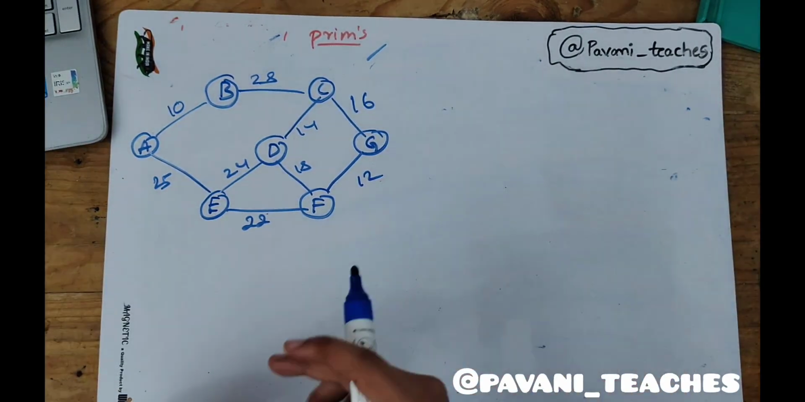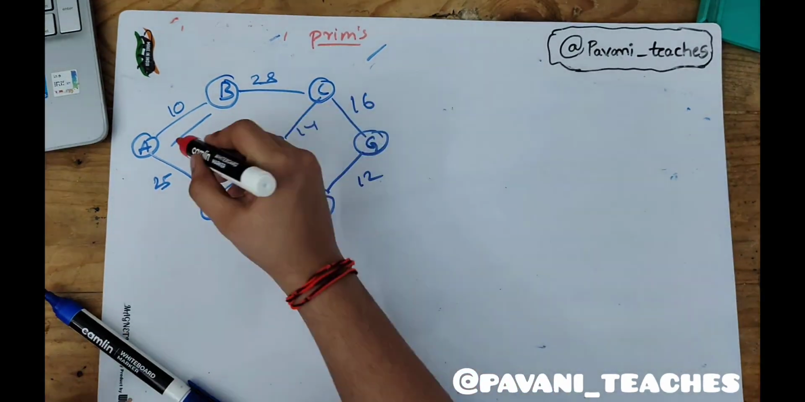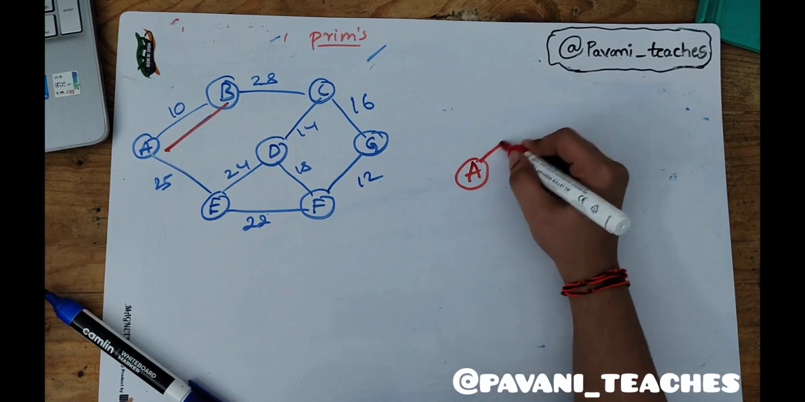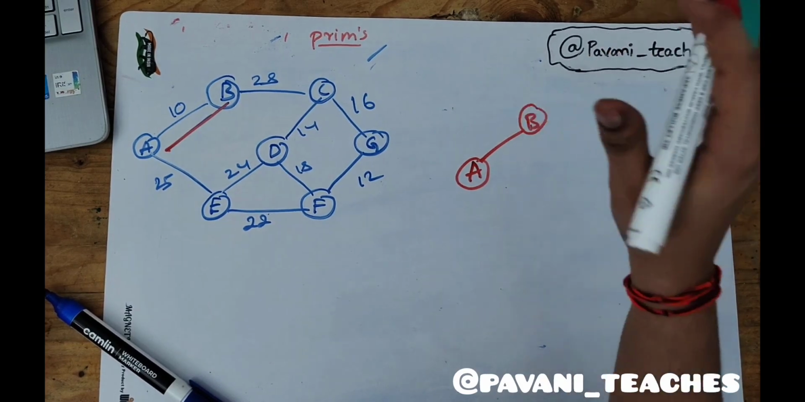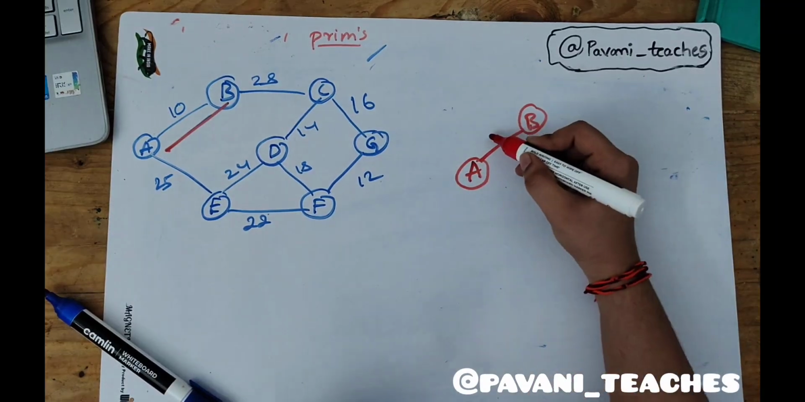First, as I said, we have to take the least weighted edge. Here it is A to B. So I am taking that edge. Please write all the steps separately while attempting your examinations. Okay, I am taking A to B, that is 10.